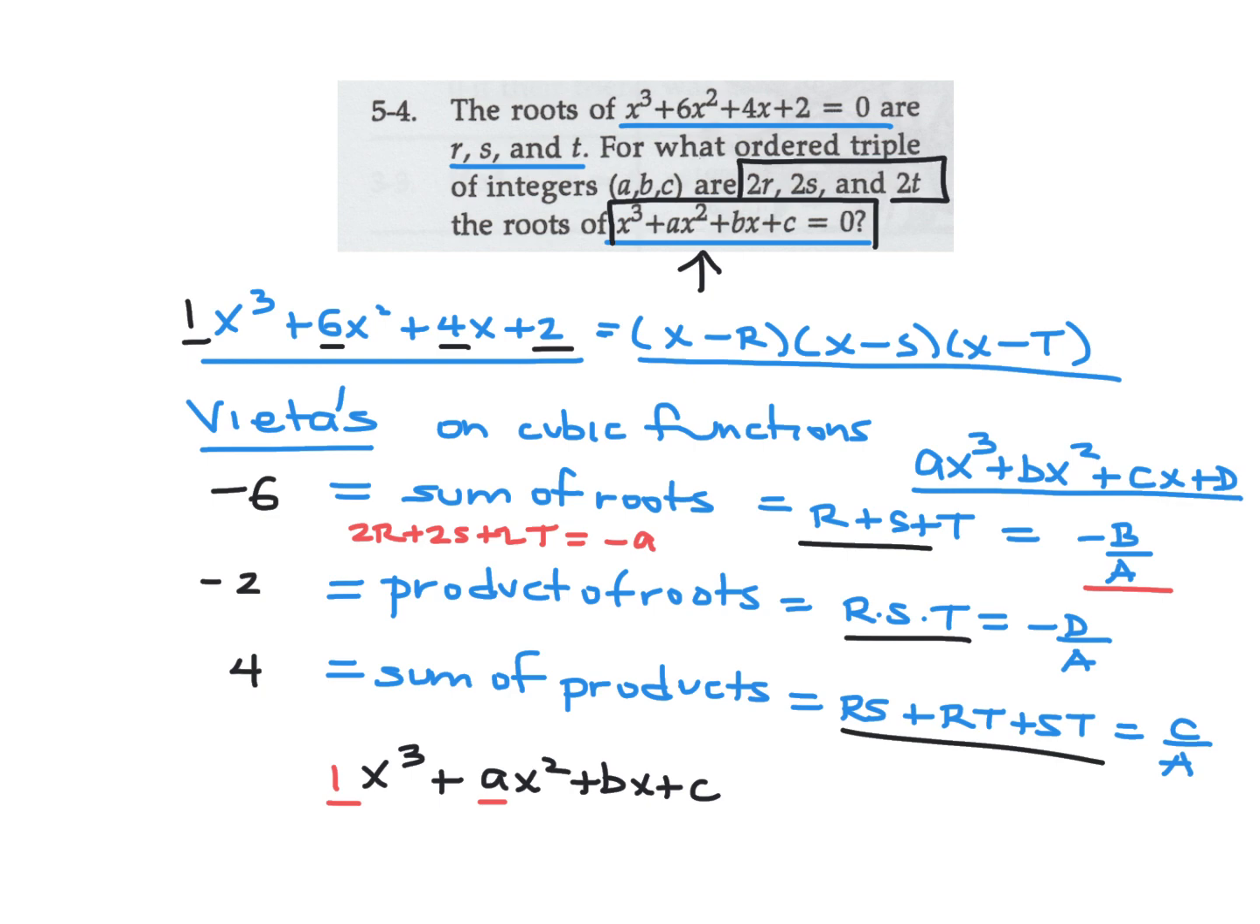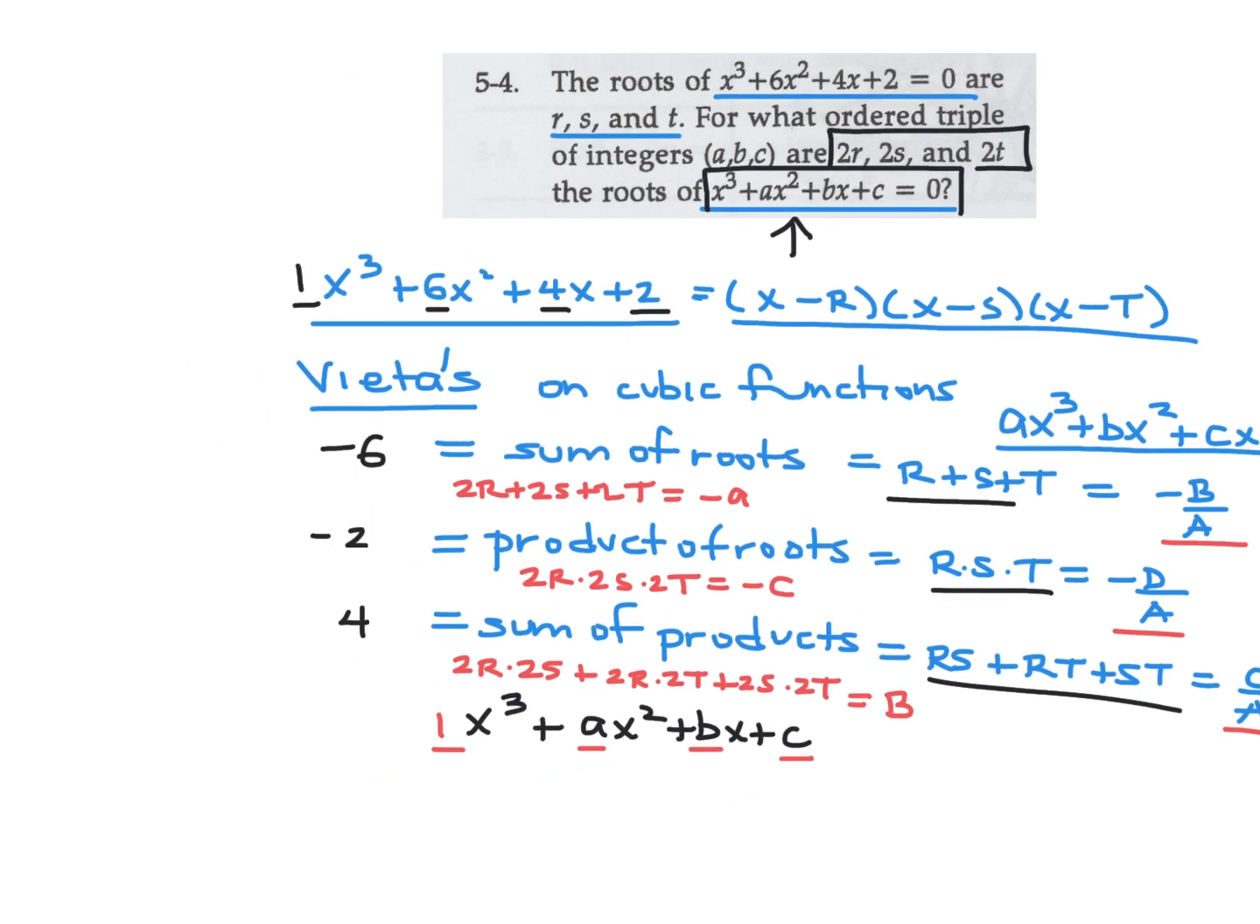Okay, product of roots, so that's 2r times 2s times 2t, and that's minus d over a. So this is my d this time, so that's going to be minus c. All right. And then sum of products, so that's going to be this time 2r times 2s plus 2r times 2t plus 2s times 2t, and that is going to be c over a, so that's b over 1, so that's just b.